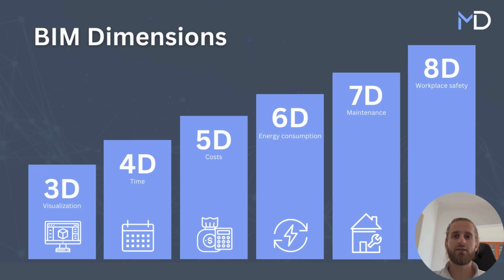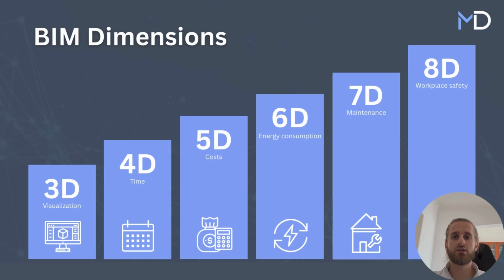But if we add time information to this 3D model, then we have a 4D BIM model. We add time information so that we know how much time it takes to build this model. By adding time and expenses, we have a 5D BIM model. So at that moment, we know how long it takes to build and how much it will cost us.